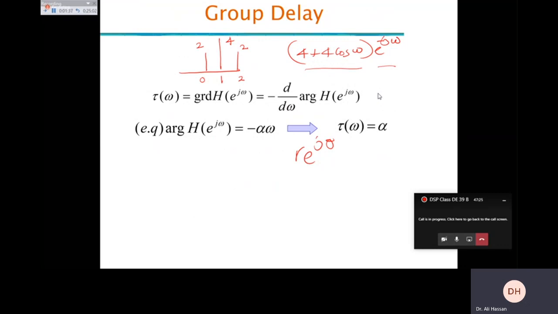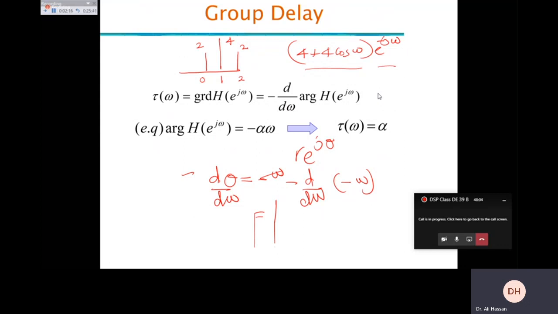So theta, if you compare theta with exponential minus j omega, the phase, is equal to minus omega. This is the phase of the frequency response. And now if you take its derivative with respect to omega, and that too the negative derivative, okay? So minus derivative with respect to omega. So minus minus is plus, you get 1. So it is equal to 1.